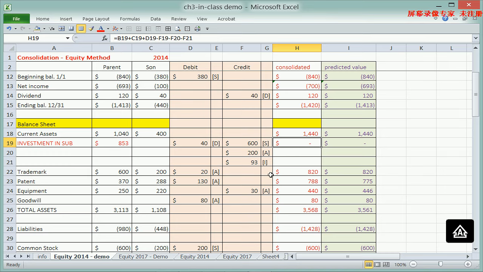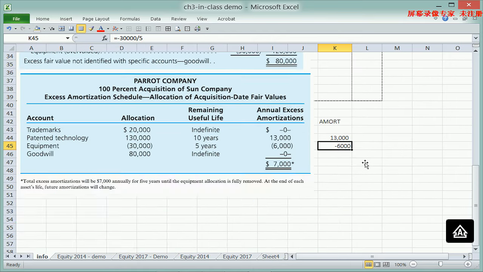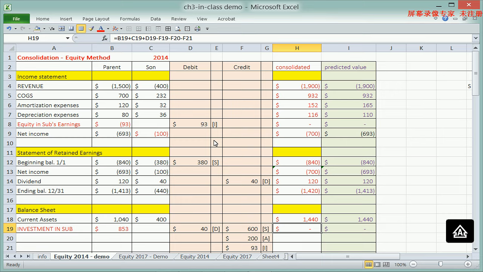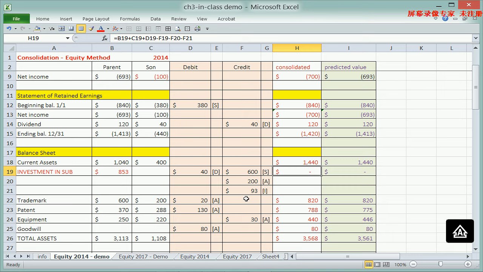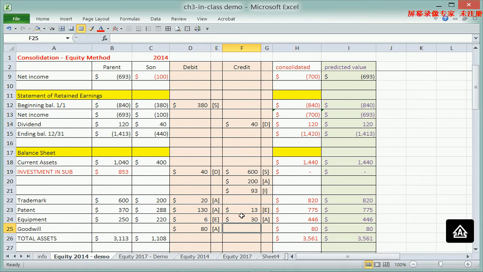You can see that. The final step is to do the E entry. The E entry basically takes the amortization of this particular year, which is 2014, from the whole entity. So we need to take the 13 from the patent, 1,000, and we need to take the -6. So we call this E, from the equipment. Now if we look at these two, the net effect would be 7. So we cannot add them up because they are different.